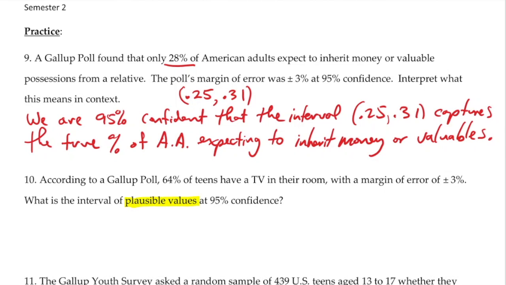Plausible values. That's what a confidence interval is. It is a group or an interval of plausible values. So really, this question is just asking us to find the interval. Well, the interval goes from 64% minus 3%, so from 61% up to 64% plus 3%, or 0.67. There's the interval, and that's the answer.